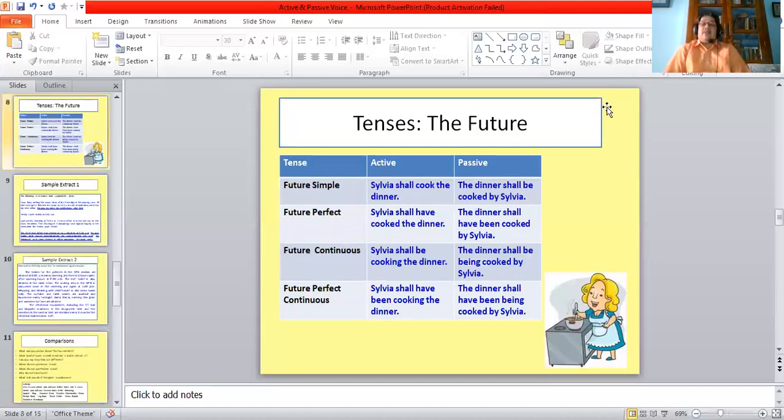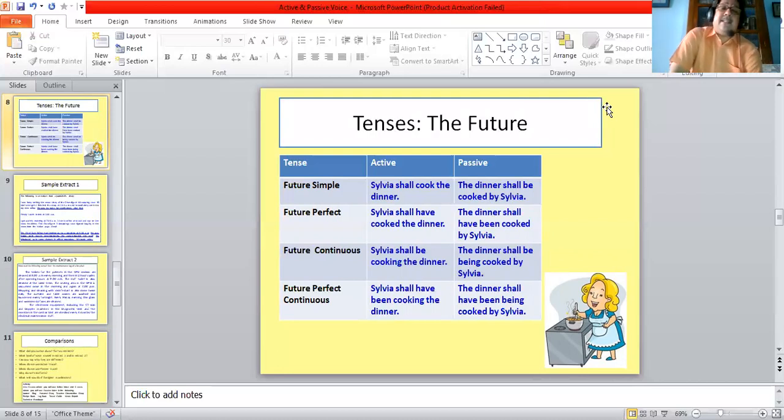Now, what about the uses of the future tense? The future simple, for example. Sylvia shall cook the dinner. So here the agent of course is Sylvia, and Sylvia shall be cooking the dinner at some point of time, let's say tomorrow night, today night. So in passive, this will be the dinner shall be cooked by Sylvia.